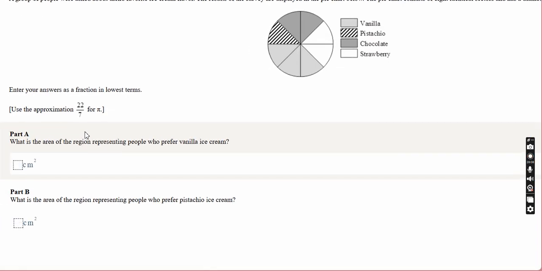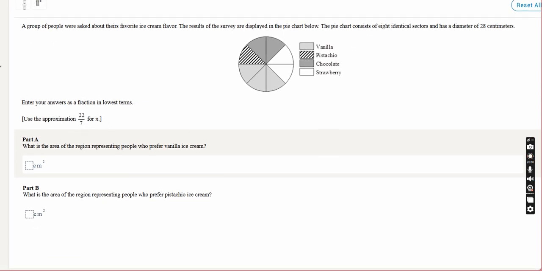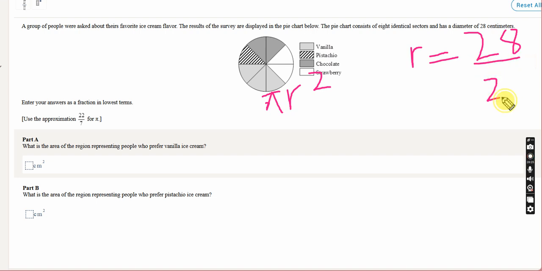For this one, first of all, you find the area of the whole circle. What is the area of the whole circle? Pi r squared. An extra step you have to do here. First you have to find the radius, which is 28 divided by 2. What is 28 divided by 2? You'll get 14, right? So let's do that now.